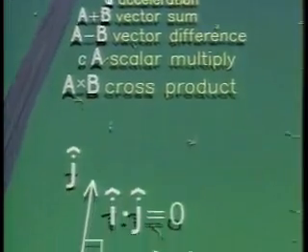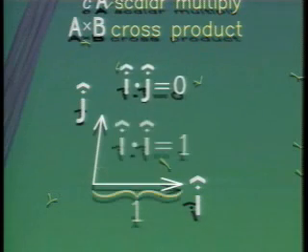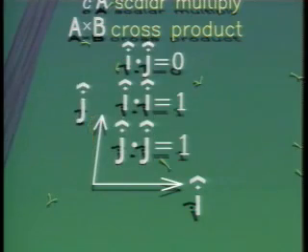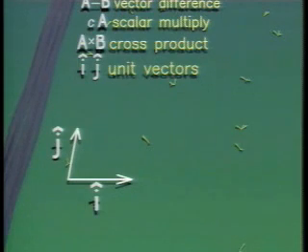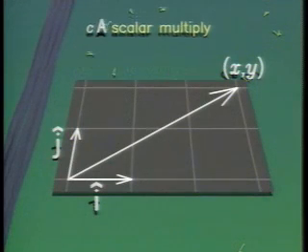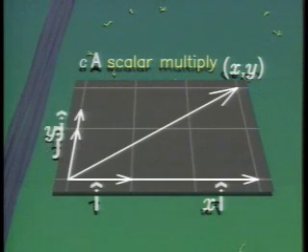Vector algebra makes use of two perpendicular unit vectors, i and j. The little hat over the vector means that it has length 1. The vector from the origin to the point with coordinates x, y is the sum of two perpendicular vectors, a horizontal vector xi and a vertical vector yj.